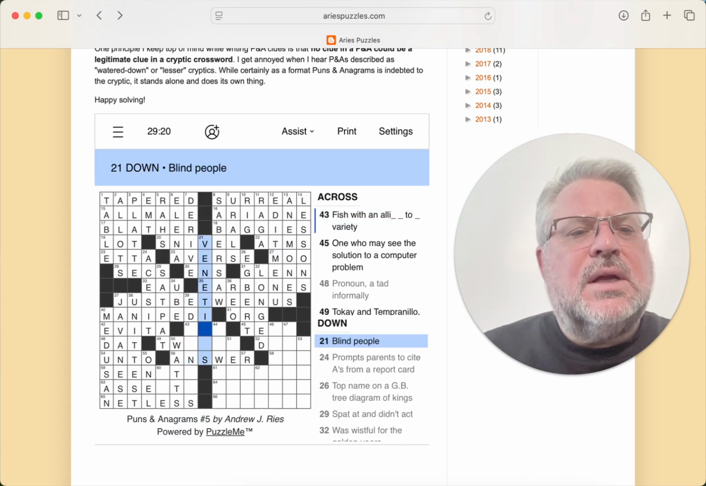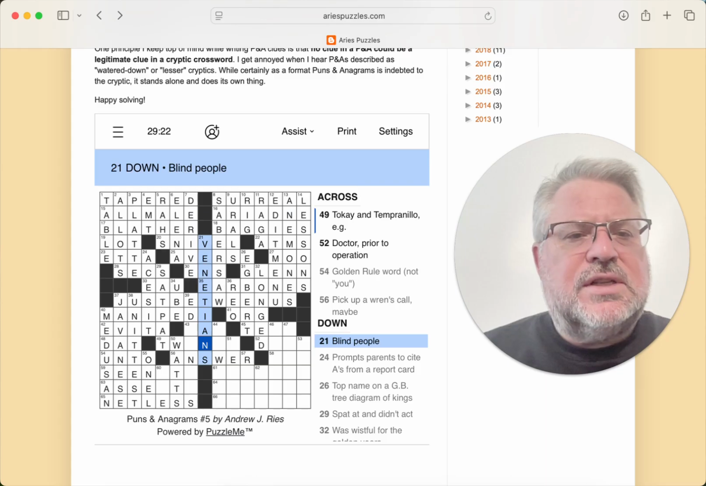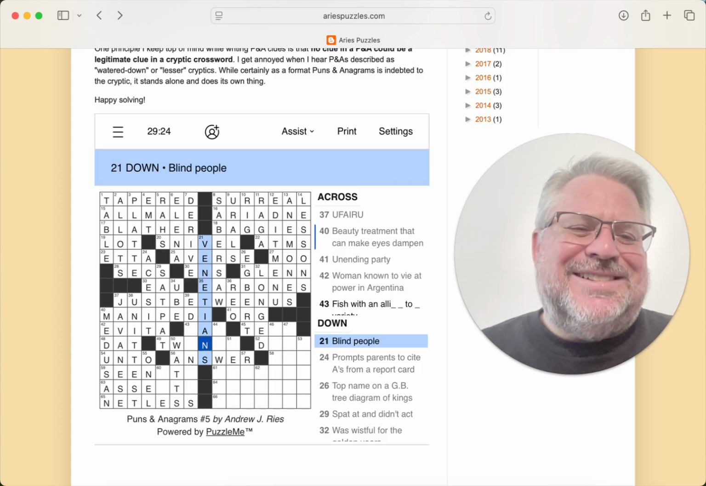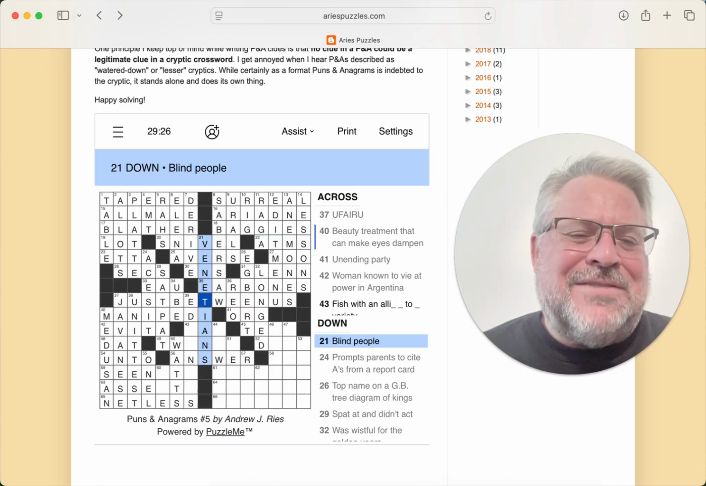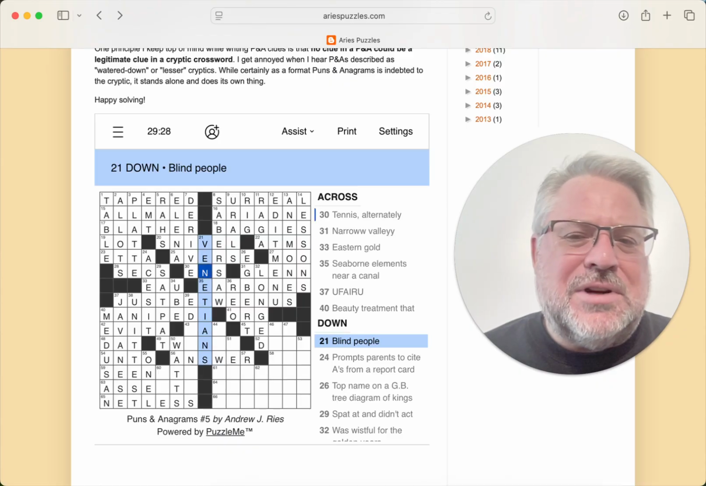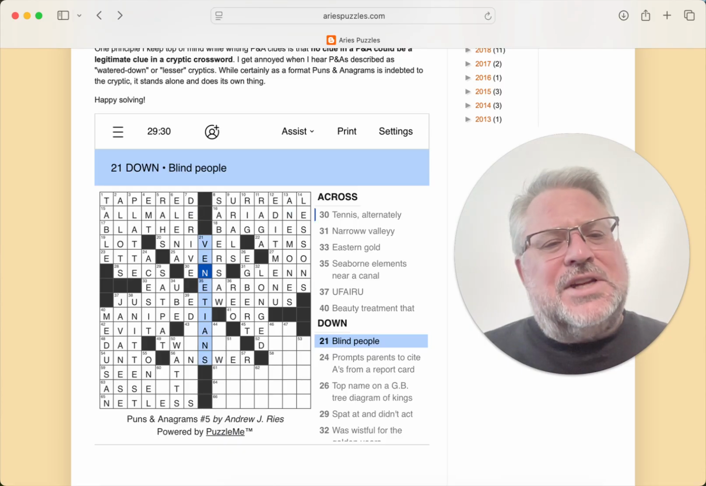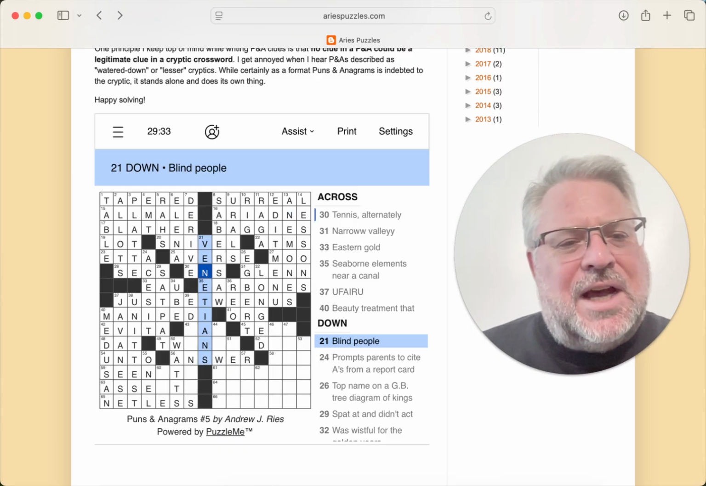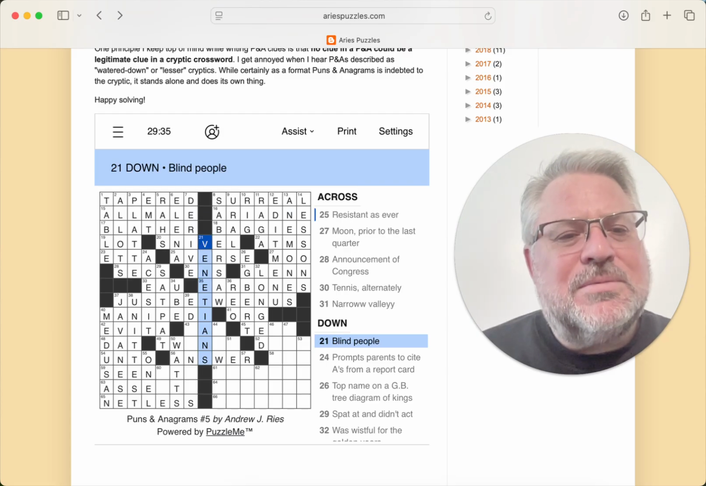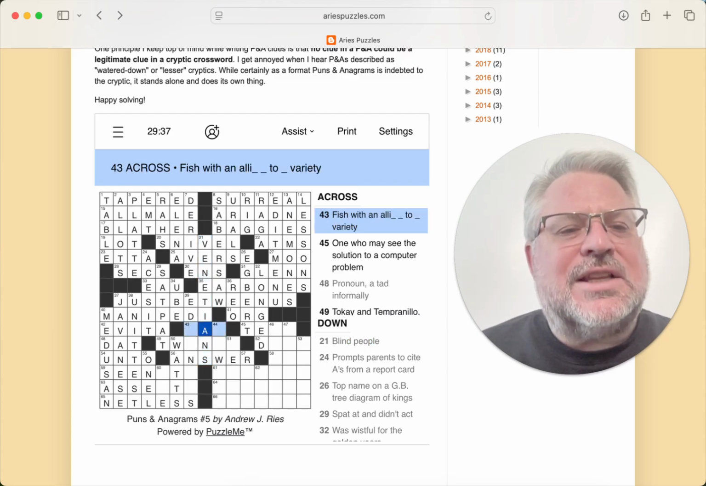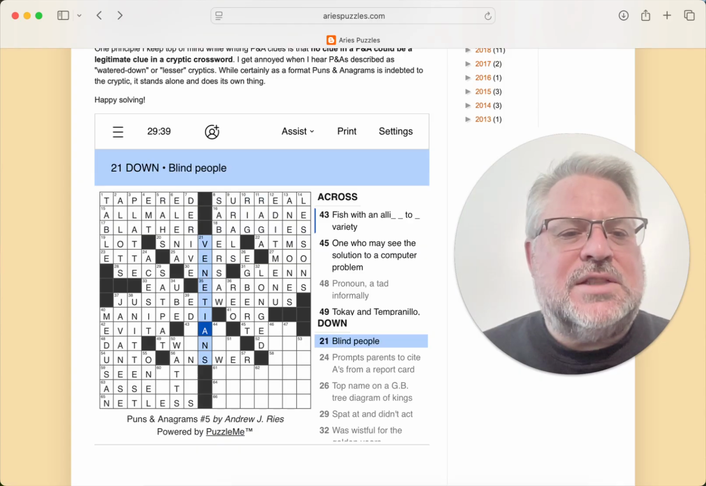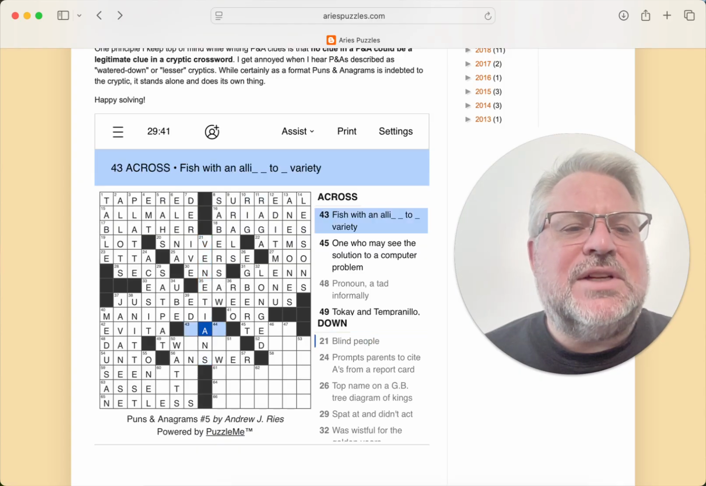No. Blind people are Venetians. I got a laugh out of my French teacher in junior high when I referred to Venetian blinds as aveugle Vénitiens, which means blind Venetians. So I think that's what that is. It's Venetian blinds. The blind people would be people from Venice, Venetians.